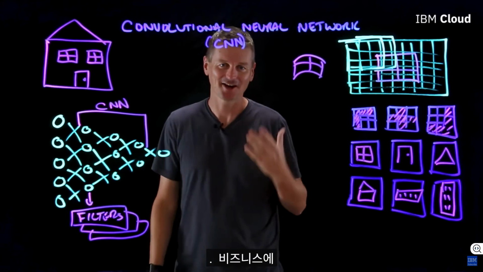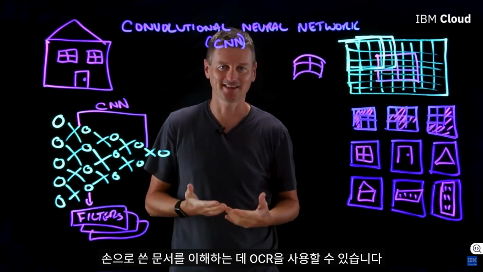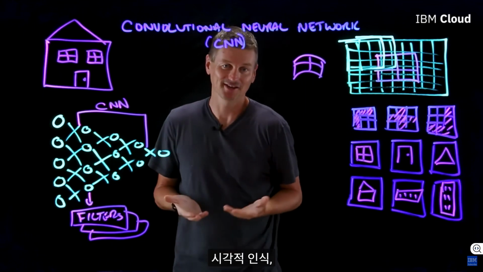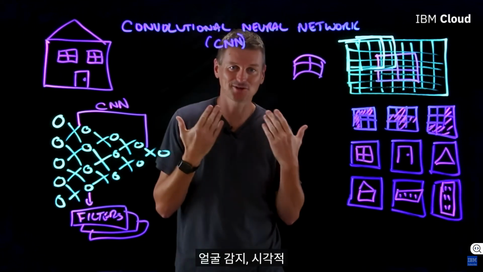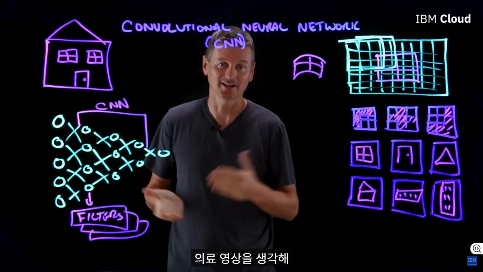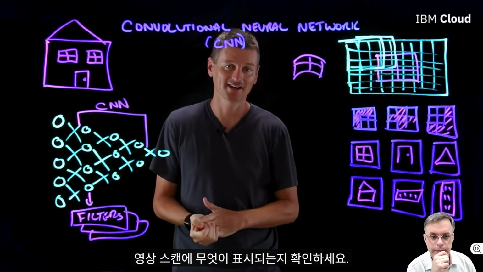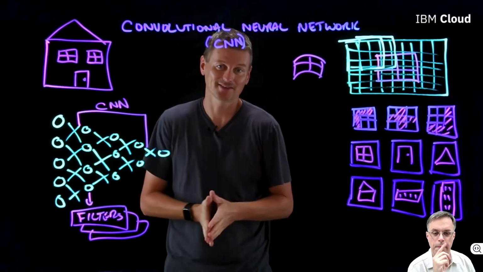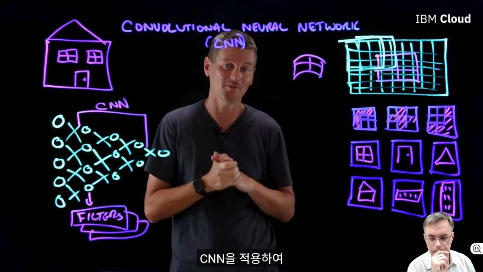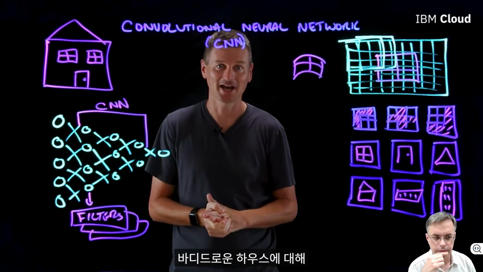It has a ton of business applications. Think of OCR, for example, for understanding handwritten documents. Think of visual recognition, facial detection, and visual search. Think of medical imagery and looking at that and determining what is being shown in an imaging scan. And even think of the fact that we can apply a CNN to perform object identification for badly drawn houses.